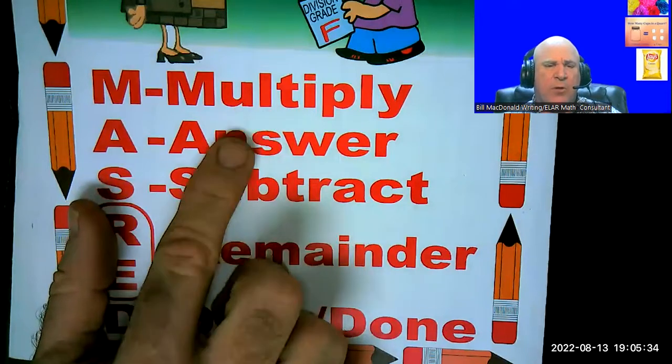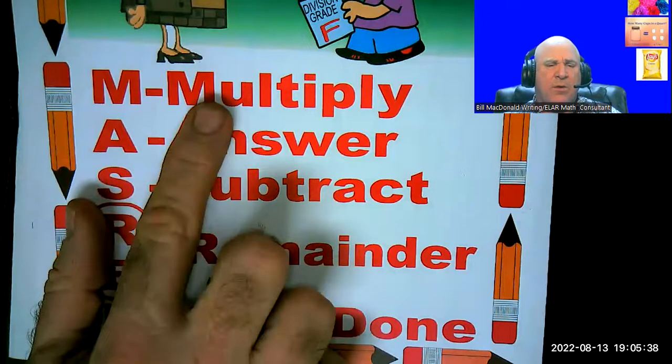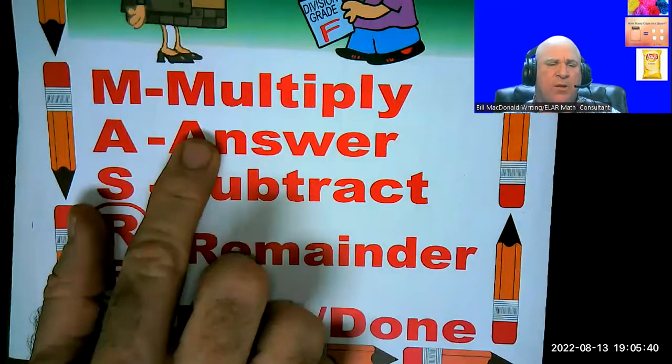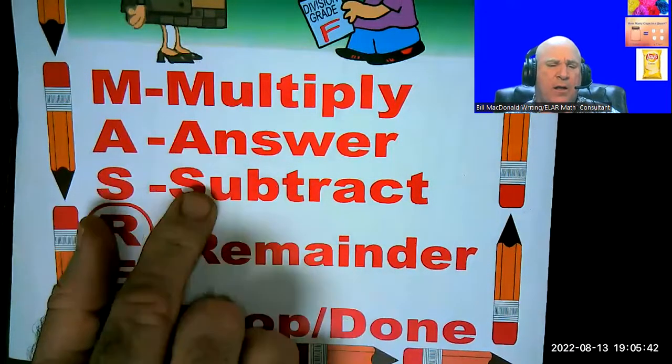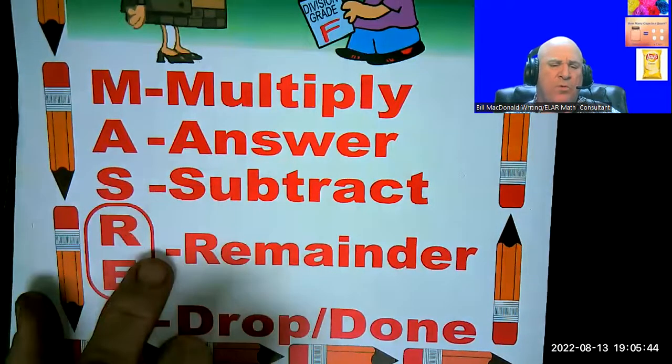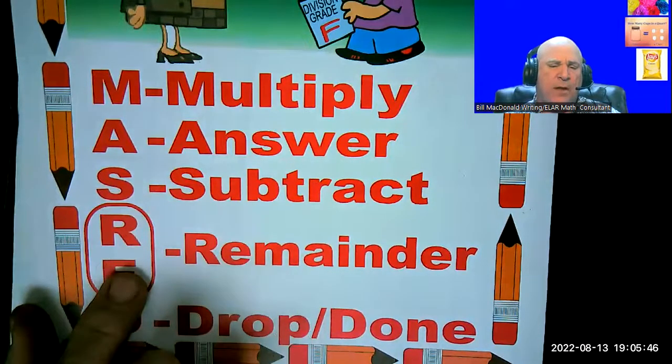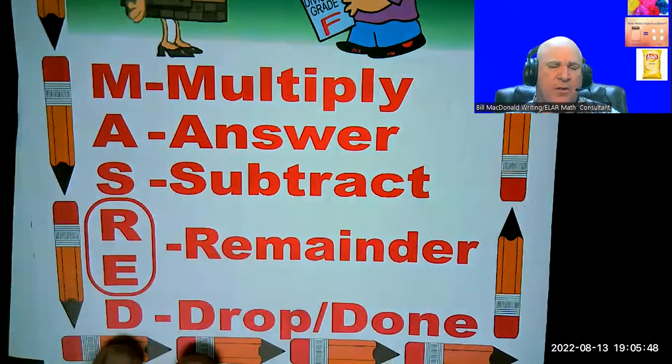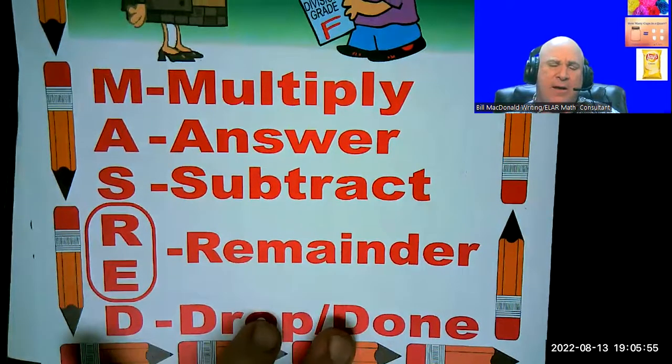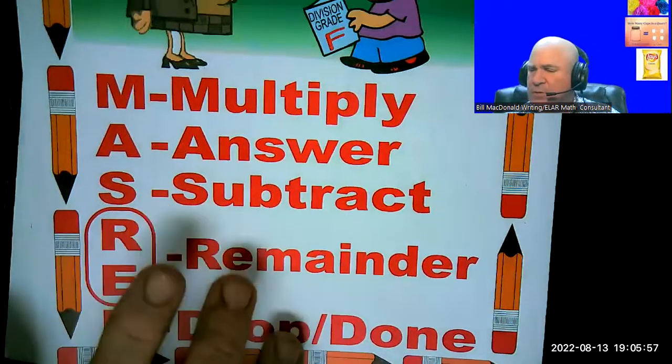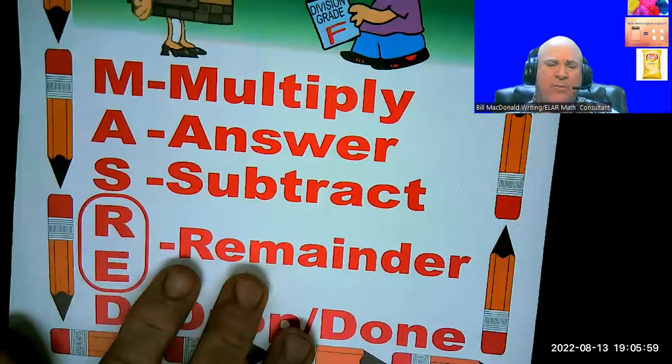What we multiply will go on top, its answer will go on the bottom. Then we'll subtract to get a remainder. Once we do that, we'll either drop and go back to the top because there's another number, or we'll be done. So, MASRED. Many of you have my math posters. I would suggest that you write that down if you don't.